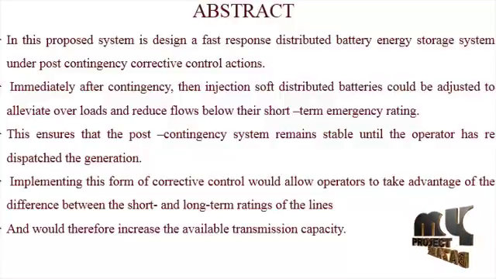This form of active control would allow operators to take advantage of the difference between the short and long term ratings of the lines, and would therefore increase the available transmission capability. This problem is formulated as a two-stage enhanced security constraint optimal power flow problem, in which the first stage optimizes the pre-contingency generation dispatch while the second stage minimizes the corrective actions for each contingency. Case studies are based on a 6-bus test system and the RTS 96 bus system.